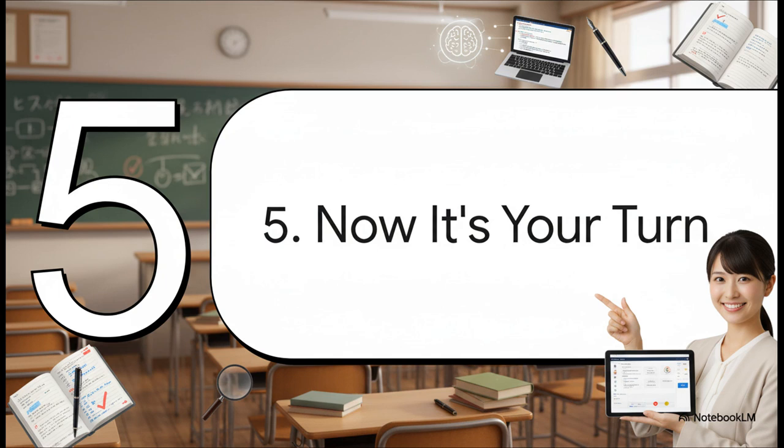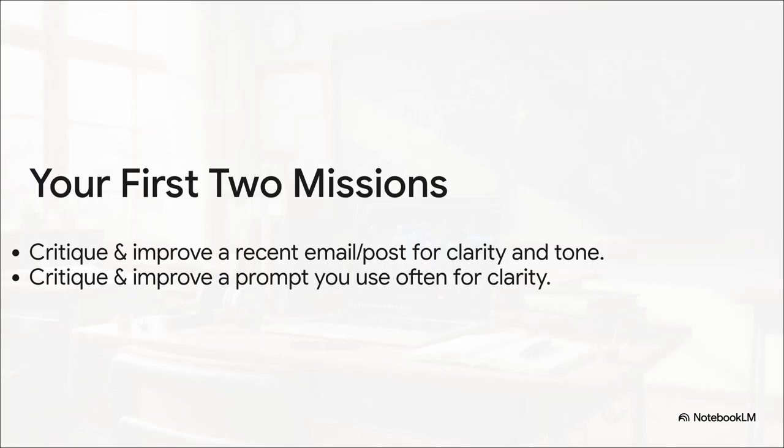Okay, we've covered the what, the why, and the how. I think the only thing left is for you to actually give it a shot. So here are your first 2 missions, should you choose to accept them. First, go find something you wrote recently, an email, a social media post, whatever, and ask your new AI coach to critique and improve it for you. Second, take a prompt you use all the time and ask the AI how that prompt itself could be clearer and more specific. These are super easy, low-stakes ways to see just how powerful this is.